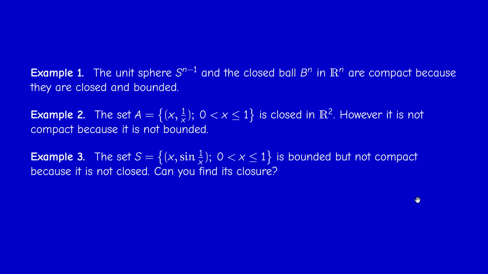Now we have a very simple criterion to detect compact subsets of R^n. It's enough that they are closed and bounded with respect, once again, to the usual distance. So the distance d prime that I defined in the counterexample is not the usual distance. It's topologically equivalent to the usual distance, but it's not the usual distance.